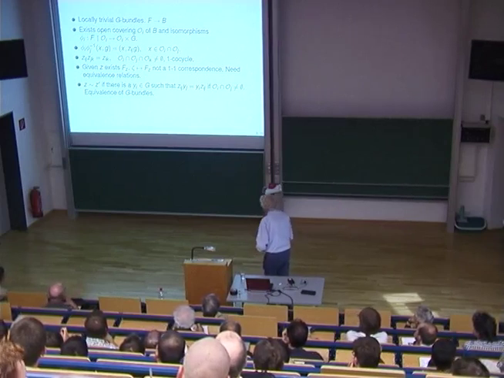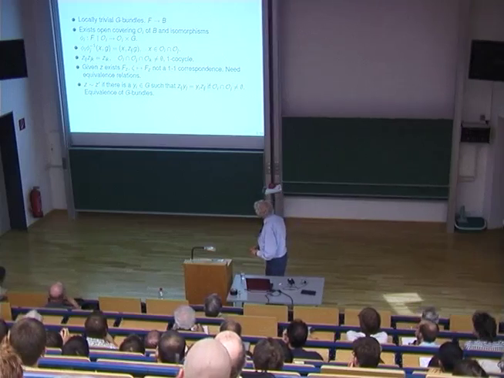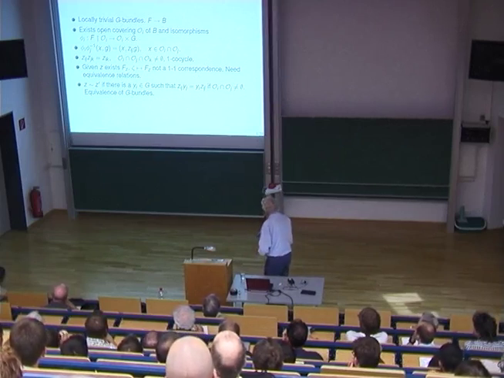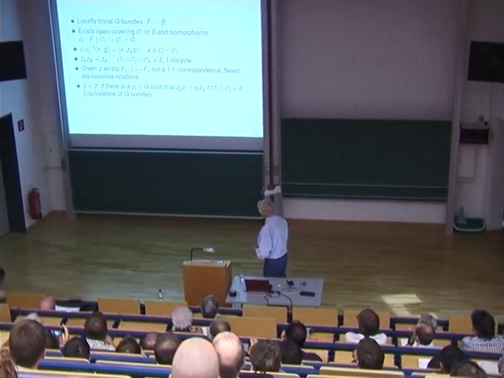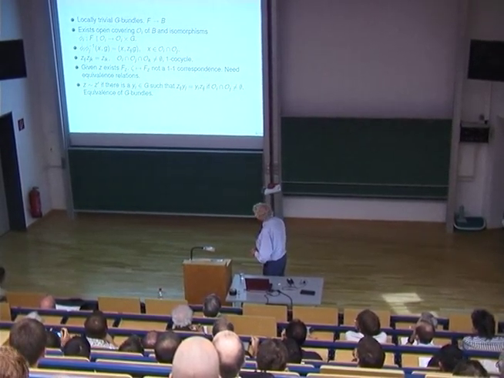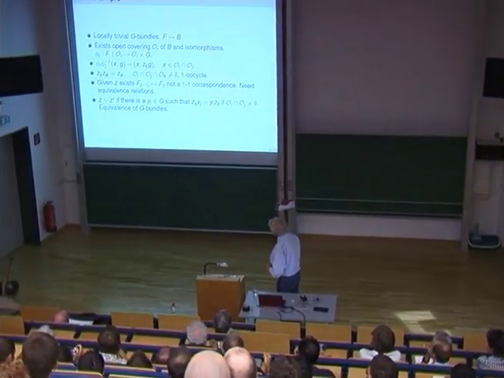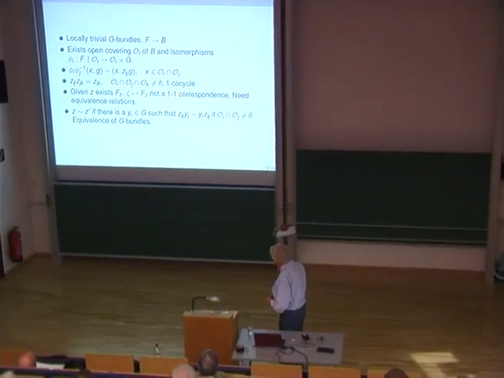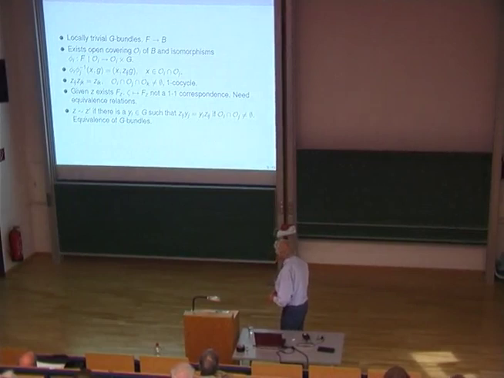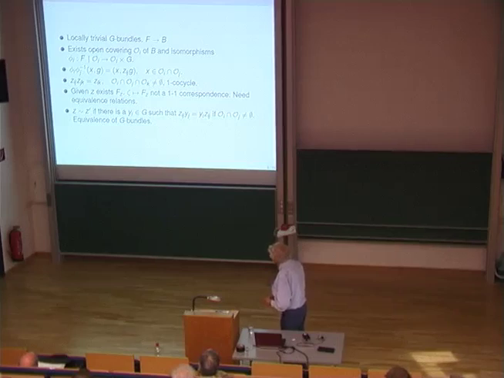The example is the theory of locally trivial G bundles. So there is a bundle F over B, and being locally trivial means that there exists an open covering O_i of B, and isomorphisms phi_i from F restricted to O_i to the trivial bundle O_i × G. Then, if you compute phi_i phi_j^-1 at the point (x, g), you find that it has the form (x, z_ij g), for x in the intersection of O_i and O_j, and that z_ij satisfies an identity: z_ij z_jk = z_ik when O_i ∩ O_j ∩ O_k is not empty. And this is the one-cocycle identity.